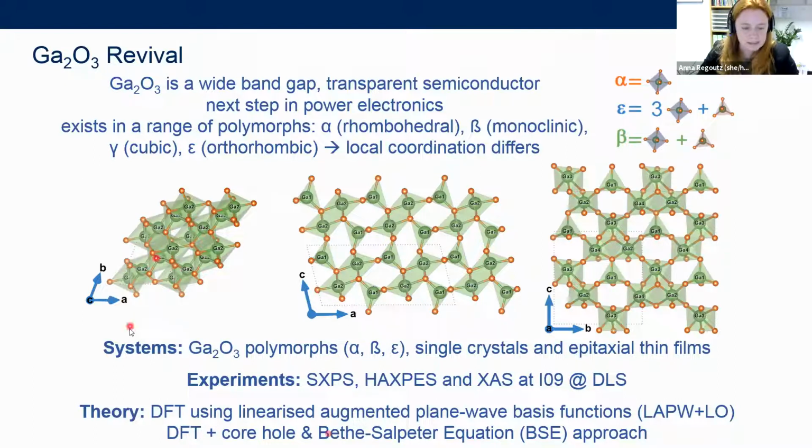So what we did in this experiment was we had single crystals and epitaxial thin films of these different polymorphs. And then we did a whole bunch of different X-ray spectroscopy techniques, including soft and hard X-ray photoelectron spectroscopy at beamline I09, which I showed you a moment ago. And then to back up the experiments, we collaborated with some great theorists who did several different levels of theory to match our experiments and to understand what's going on.